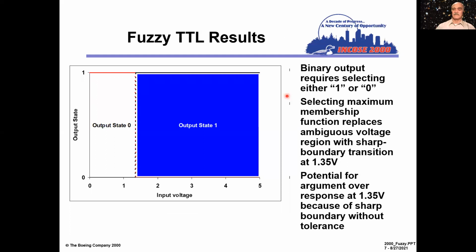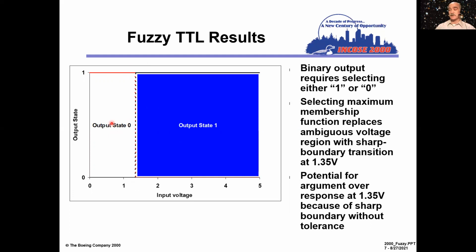So what does that mean? Well, if our rule is that we want to select the output state based on the highest degree of membership, there's a crossover point at 1.35 volts, because anything below that, the state 0 dominates, and above that, the state 1 dominates. So I've eliminated this no man's land in between, and now I have determinate behavior above and below 1.35 volts.